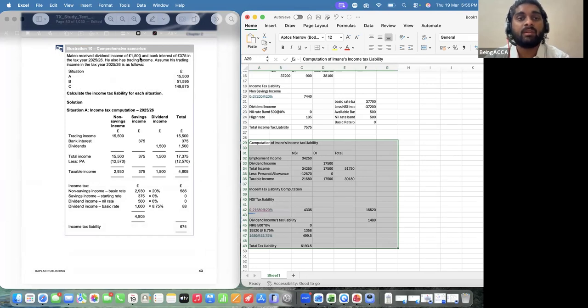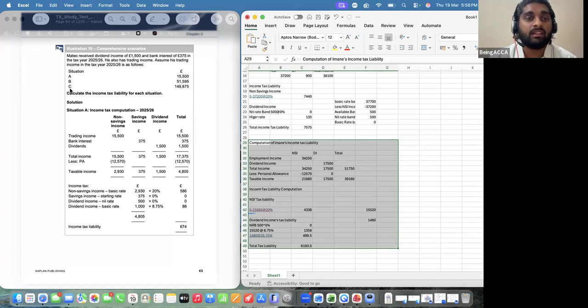Matteo received dividend income of 1,500 and bank interest of 375 pounds in the tax year 2025-26. He also has trading income. Assuming his trading income for the tax year 25-26 is as follows: one situation is 15,500, the second situation is 51,595, and the third is 149,875. If we take 149,875, we know it will be in the higher rate band because it is obviously exceeding 125,140. So we know we'll have to take the higher rate tax bands.